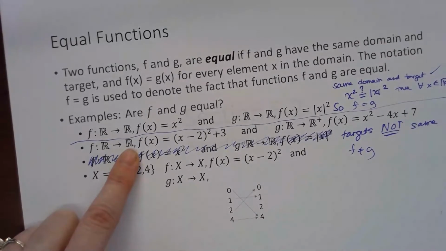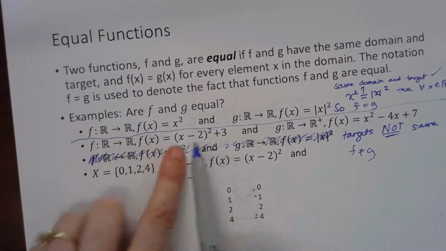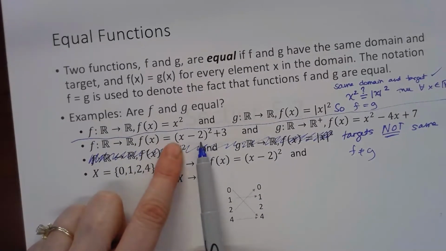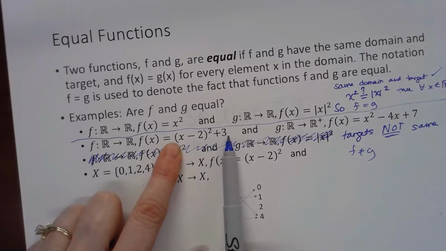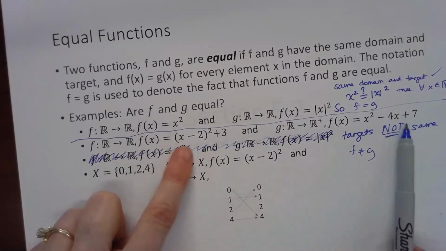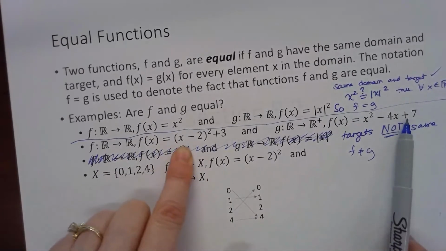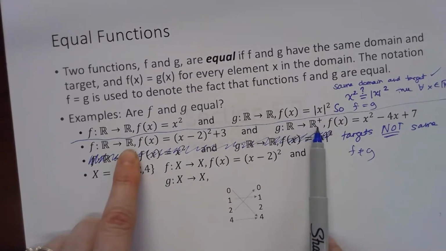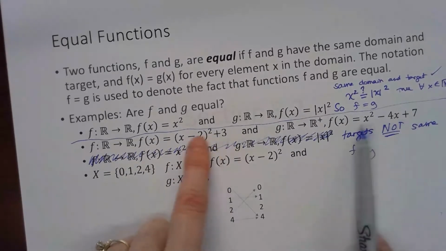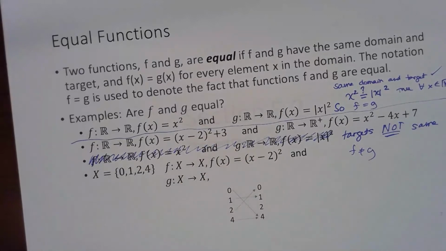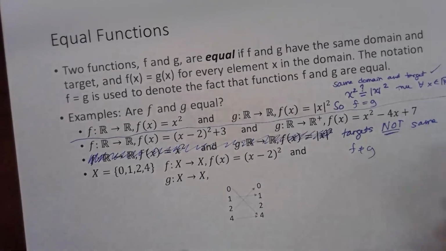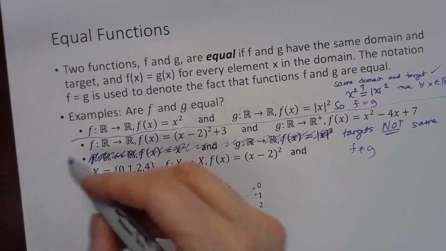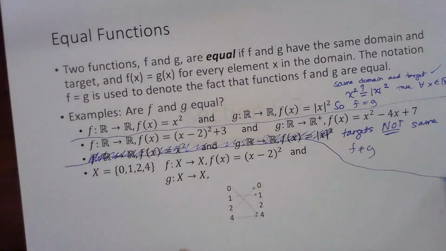So be really careful about that, because if you were to look at this, if you expand this, you would get x squared minus 4x plus 4 plus 3. That's x squared minus 4x plus 7. You might think, oh, these are exactly the same thing. And you'd be tempted to think that these are actually equal functions. But because their targets aren't the same, we say that they're not the same function, even though if you expanded them, they look like they are. So don't be fooled. Make sure that you check the domains and targets. So these are not equal functions, simply because the targets aren't the same.